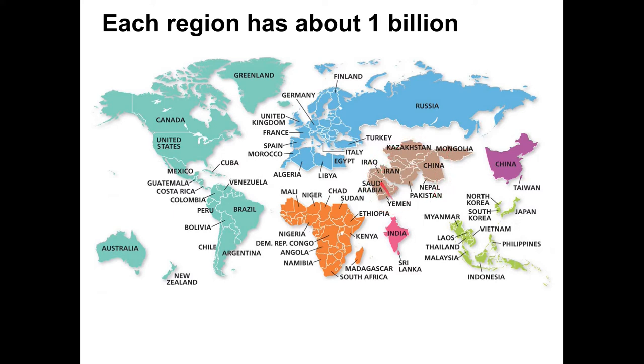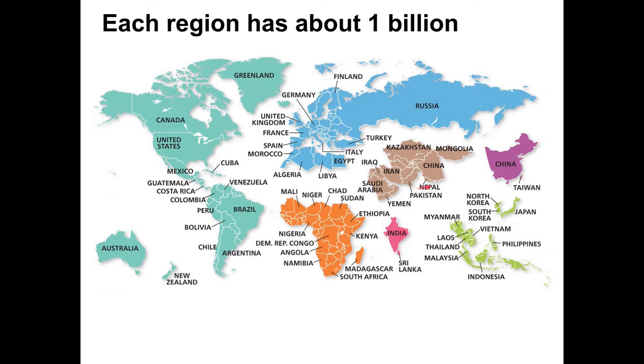Central Asia, so Saudi Arabia, the Arabian Peninsula, Iran, Kazakhstan, Uzbekistan, Turkmenistan, Tajikistan, Kyrgyzstan, Afghanistan, Pakistan, half of China, and Mongolia add up to about a billion. That chunk of China is about a billion. Then you have both Koreas, Japan, Vietnam, Philippines, Indonesia, Myanmar, Laos, and Thailand, that's about a billion. And then just this chunk of India and Sri Lanka is about a billion.